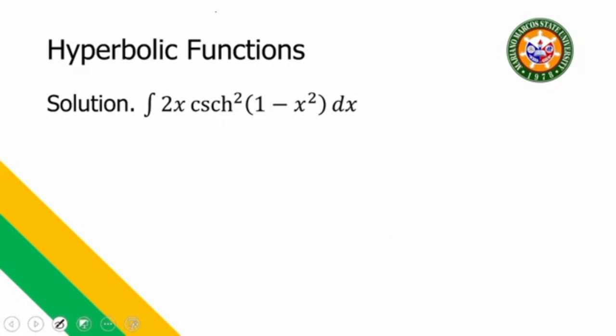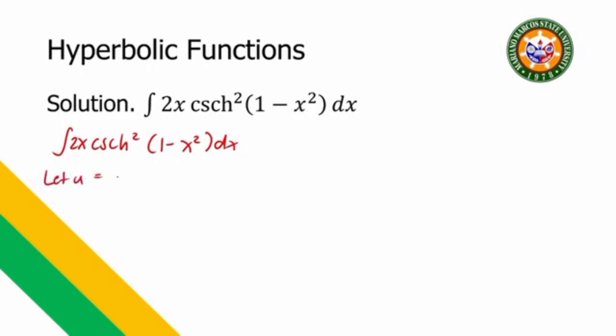So next, we have here integral of 2x hyperbolic cosecant squared of 1 minus x squared dx. So let us try to let u be equal to 1 minus x squared. If we differentiate both sides, we will get du is equal to negative 2x dx. So dividing both sides by negative 1, so negative du will be equal to 2x dx. Sorry. So 2x dx. Next, ayusin ko lang yung equation para mas madali tayo mag-substitute.